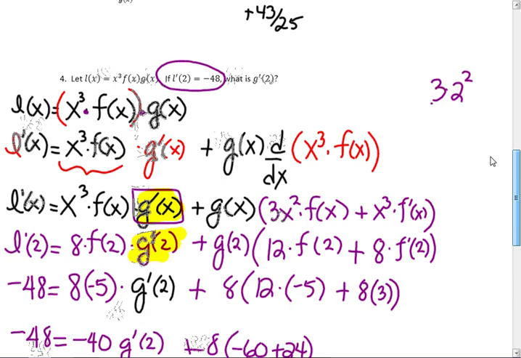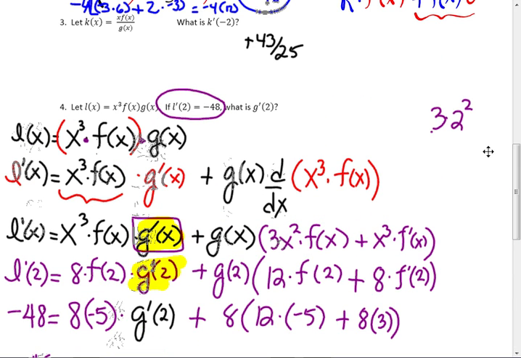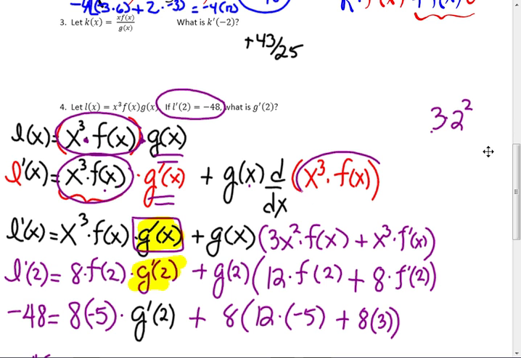The rule says you have products here. You have to worry about that. So I grouped them. I put these guys together, and I left it that way. It's the first times the derivative of the second plus the second times the derivative of the first. Then I had to figure out what that was. Again, it's the product rule.